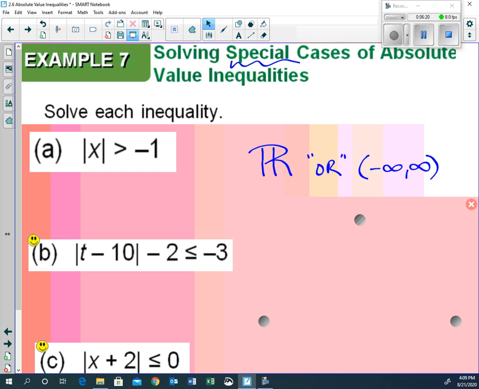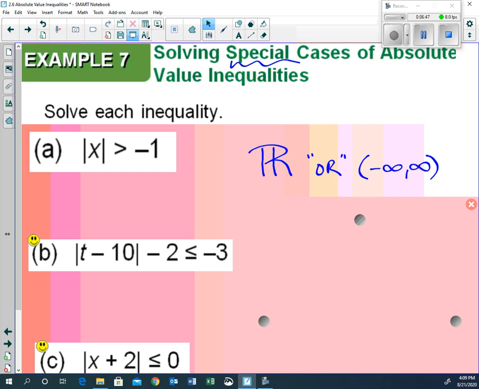In other words, if you look back at that original there and you stuck a -11 in where that x is, it would say the absolute value of -11. The absolute value of -11 is 11. And since 11 is indeed greater than -1, it means -11 is a solution. So again, in other words, it means everything works. So we say all real numbers, or if we want to use interval notation, we say -infinity to infinity.